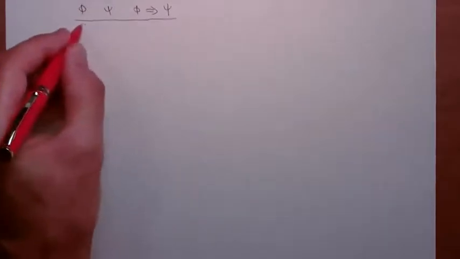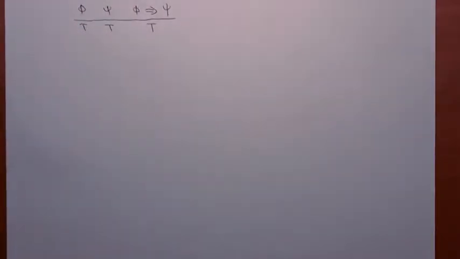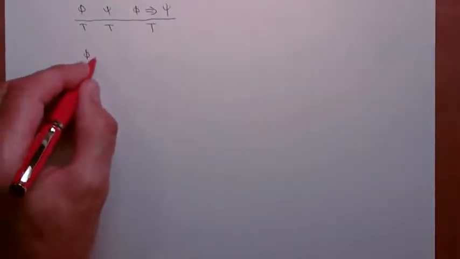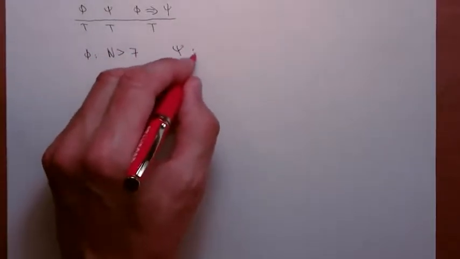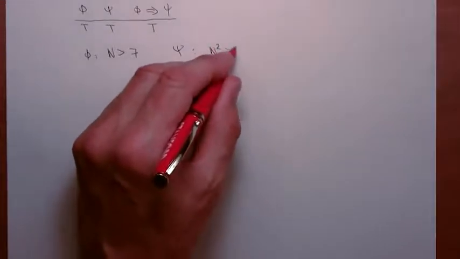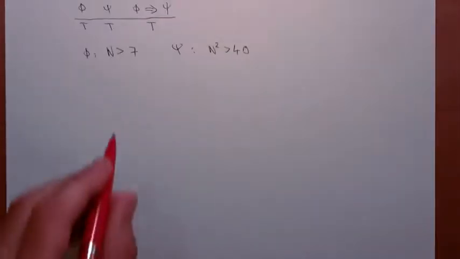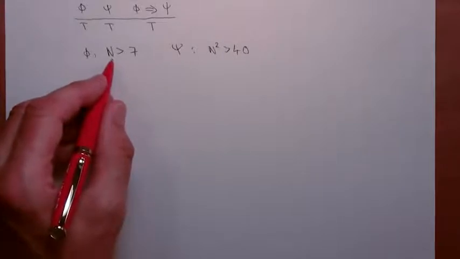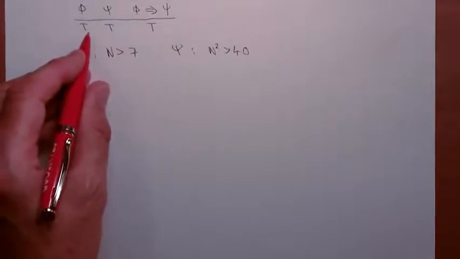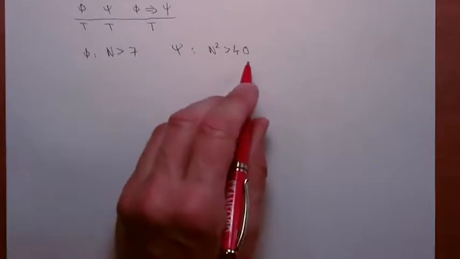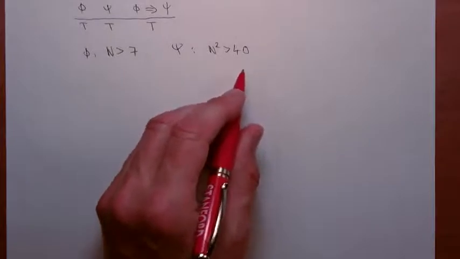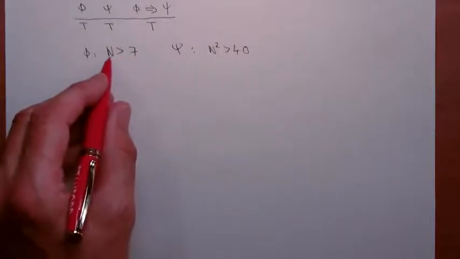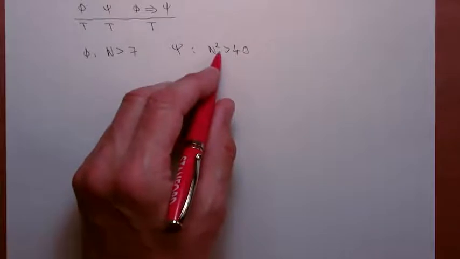Let's look at that first row of the truth table. Suppose phi is the statement n is bigger than 7, and suppose psi is the statement n squared is bigger than 40. If phi is true, in other words, if n is bigger than 7, then n squared is certainly bigger than 40. In fact, it's bigger than 49. So certainly, in this case, phi does imply psi.